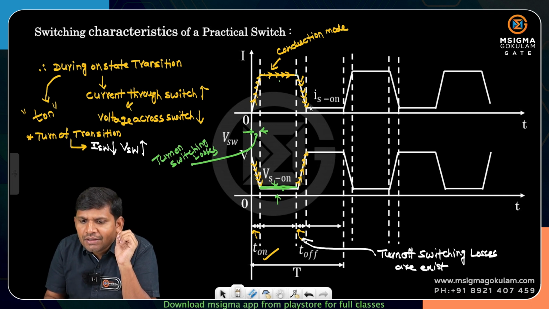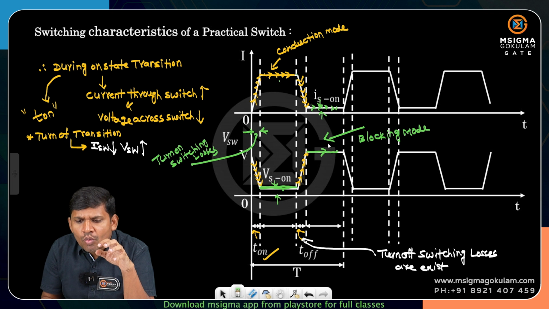In this state, the device is completely turned off. There is some leakage current. Now it is blocking the voltage. Then this is which mode? Blocking mode. During this region, which losses take place? Blocking losses take place. What do you mean by blocking losses? Voltage blocking into leakage current.